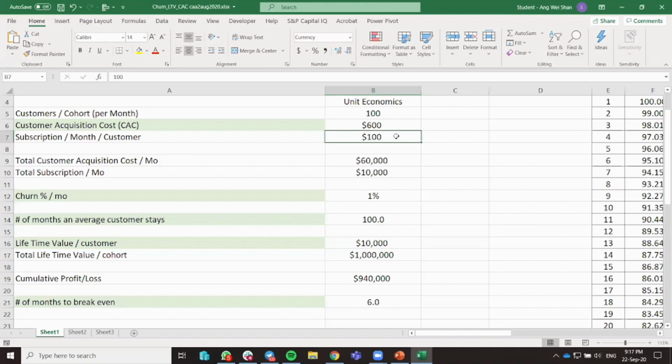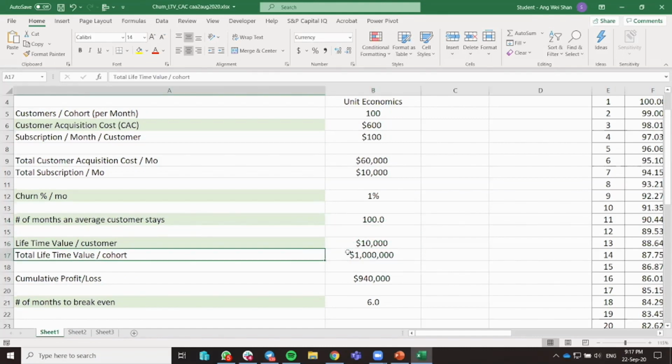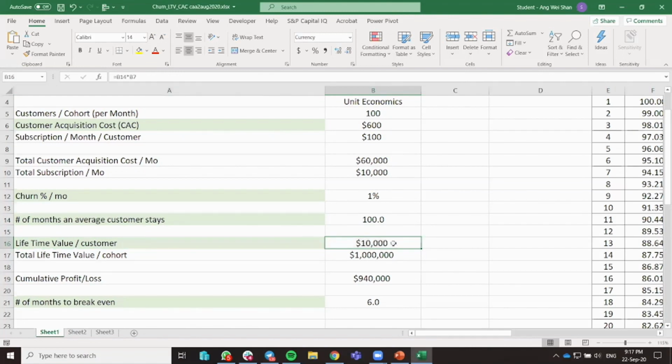$100 is the subscription revenue multiplied by the average number of months they'll stay with me. So that's how I get $10,000. Now, how do I then get this total lifetime value per cohort? The lifetime value of each customer is $10,000, so I want to find out what my entire cohort is worth. I take $10,000, the lifetime value of each customer, and multiply it by the number of customers I get per cohort. This works out to be $1 million.